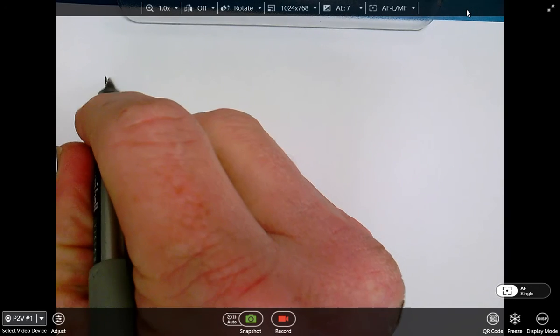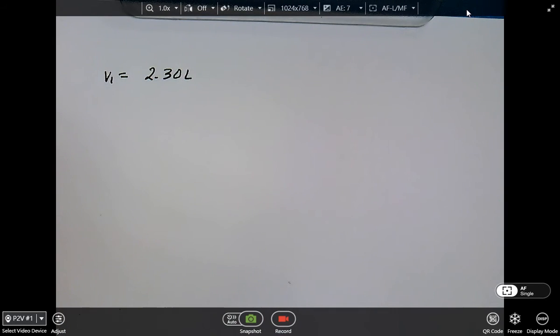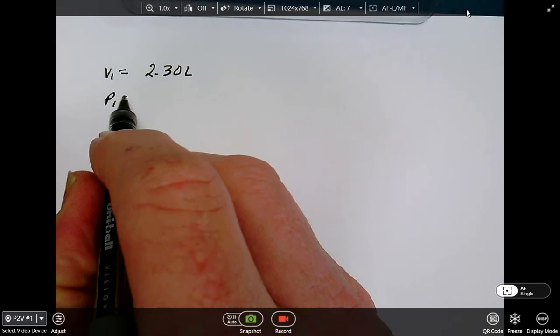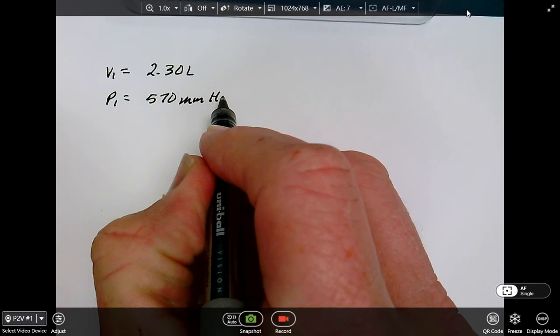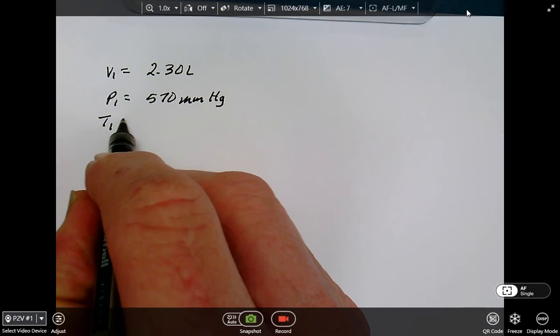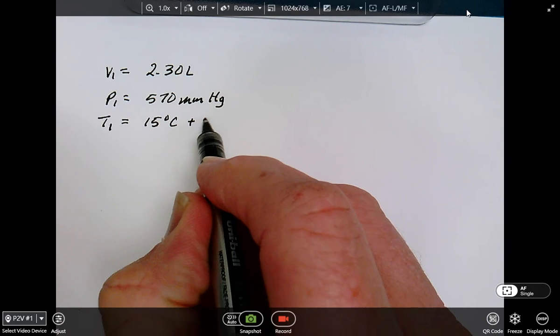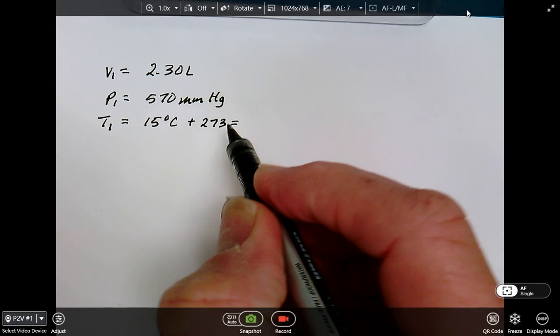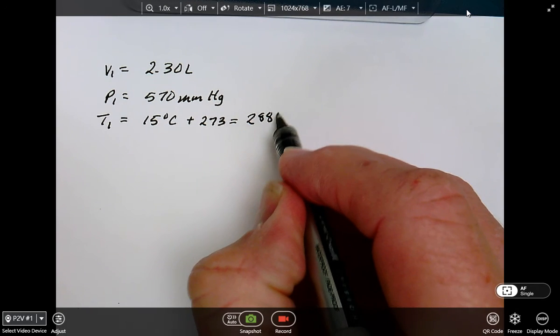All right, so first of all, write down what's given to you in the problem. You have volume 1 is equal to what? 2.30 liters. Okay. Then it also gives you your pressure. Your pressure 1 is equal to 570 millimeters of mercury. And it says that our temperature is 15 degrees Celsius. Now, again, remember when you write down your temperature, always convert that to kelvins. And we do that by adding 273 to it. So that gives you 288 K, 288 kelvins.